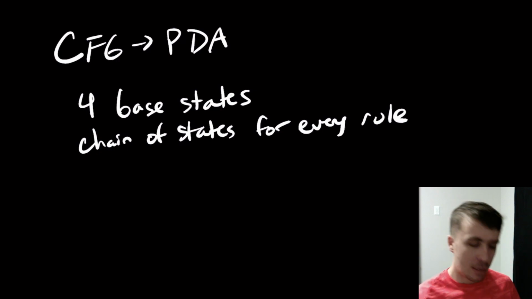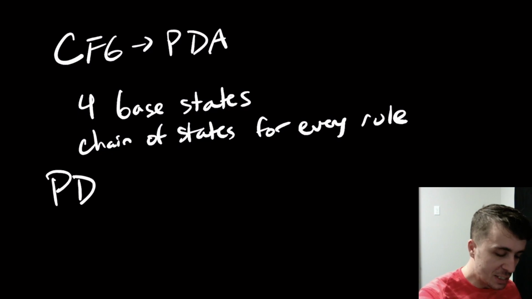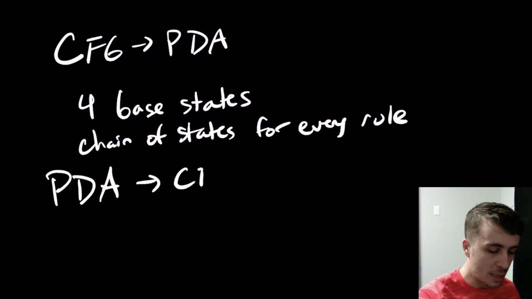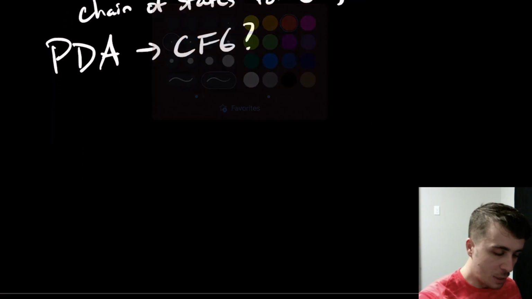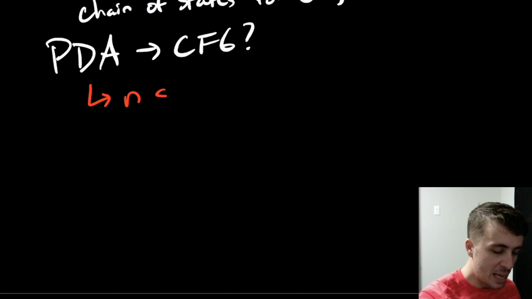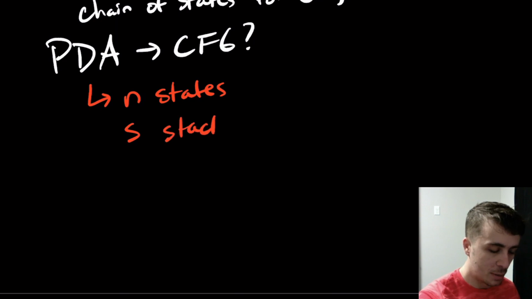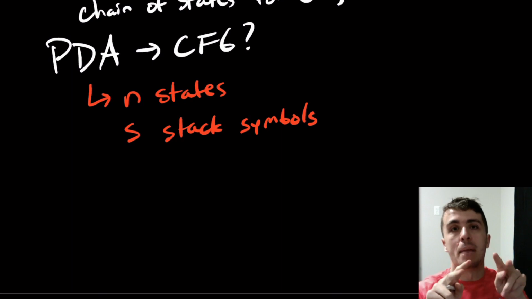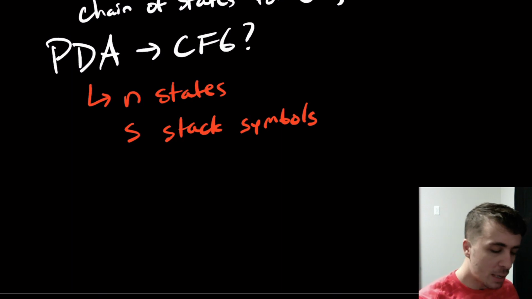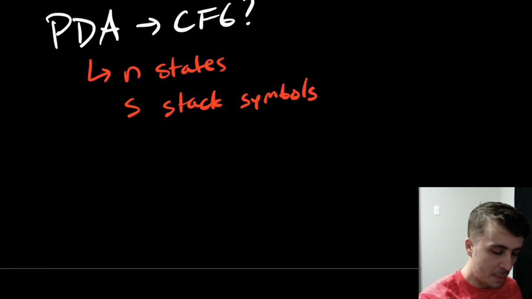But if we do the same thing for the PDA to CFG process, what do we actually know? So let's just say, for example, that the PDA has n states and s stack symbols, because some of the rules that we use depend entirely on whether there's a pair of matching transitions. Okay, so let's actually think about this.